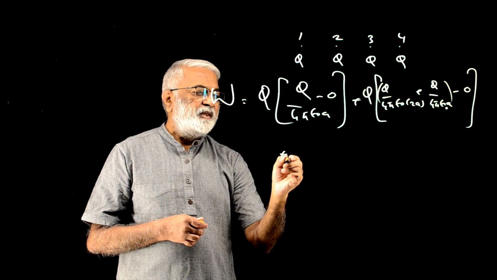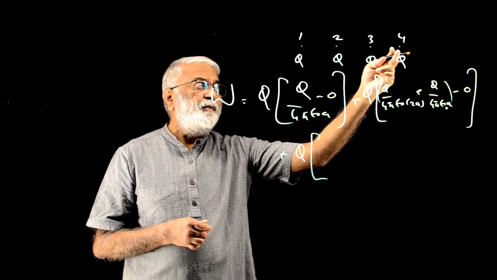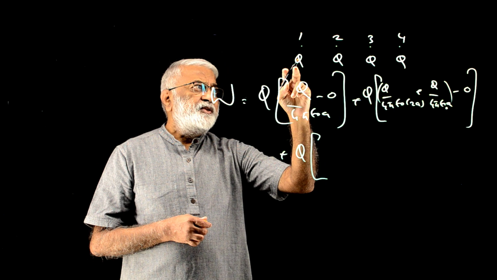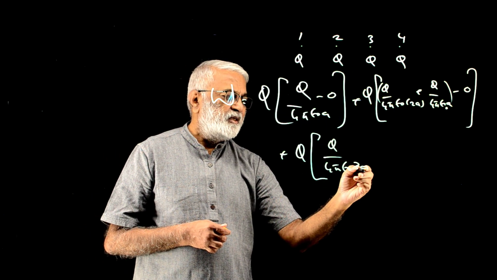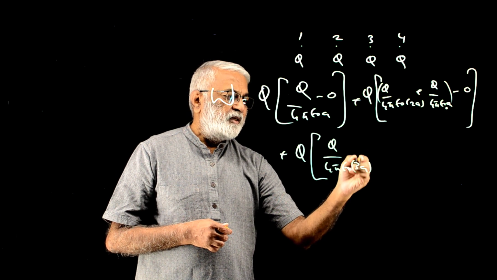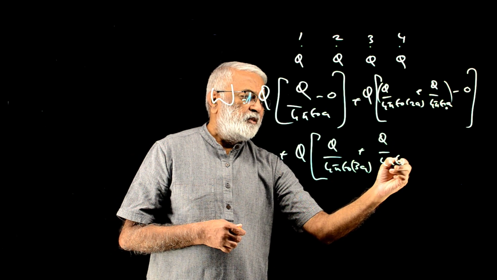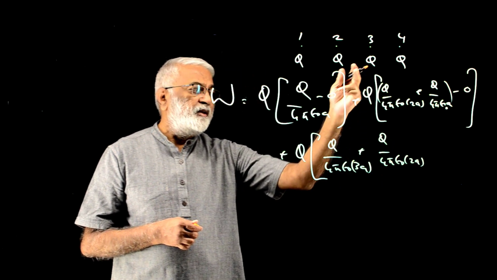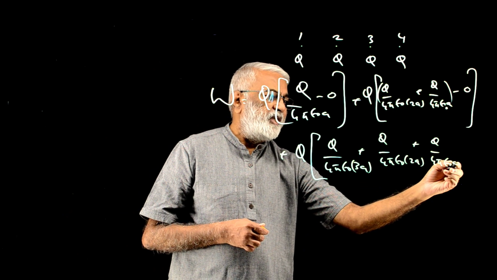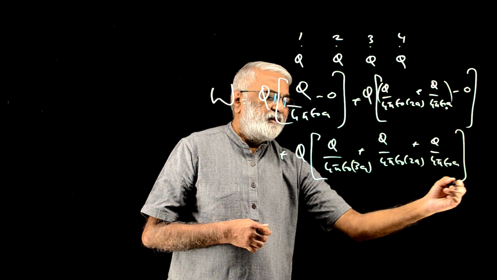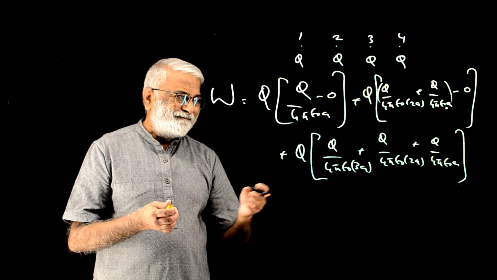Then the last q has been brought to the field of the other three. The potential here due to this q is q by 4 pi epsilon 0 3A, and due to this q it is q by 4 pi epsilon 0 2A, and this q by 4 pi epsilon 0 A. This is the work done in configuring the system.